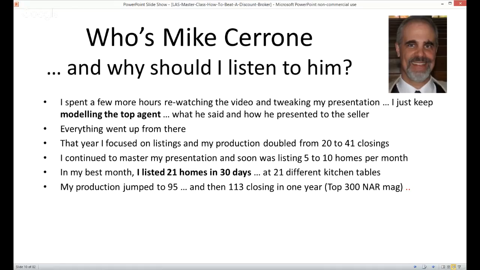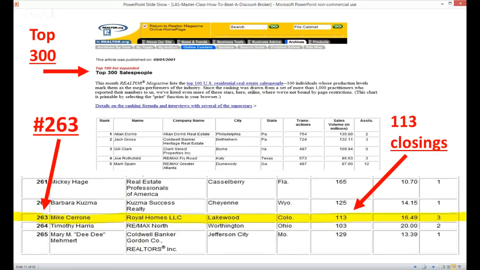So I was able to maintain that high level. Very exciting. I was listed in the top 300 agents in the nation by the National Association of Realtors magazine. And I thought I kept that magazine. I kept looking for it. I went back, but I couldn't find it. What I did find online was this right here, where it showed the top 300 agents that year. And I was listed as number 263, and I closed 113 units here in Lakewood, Colorado. So very, very exciting time. Anyway, it was pretty awesome.